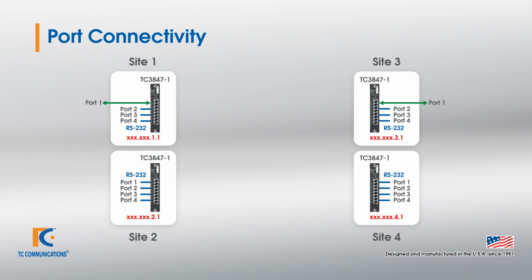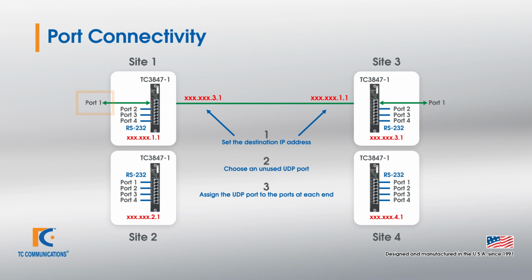Each unit has been assigned an IP address which can identify the unit and each port. Let's say you want to connect port 1 on site 1 to port 1 on site 3. You can set the destination IP address of site 1 port 1 to communicate with site 3 port 1. And then at site 3, you can set the destination IP of port 1 to communicate with site 1 port 1. Assign the 2 ports to an unused UDP port, in this case UDP1, and as the IP addresses are set correctly, the ports will now communicate.